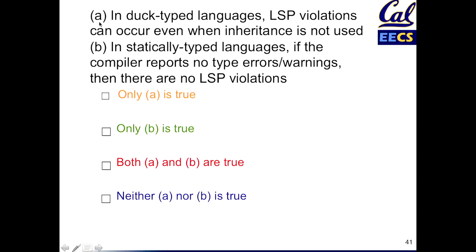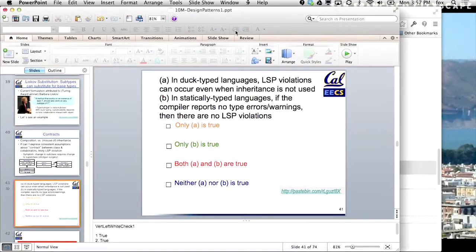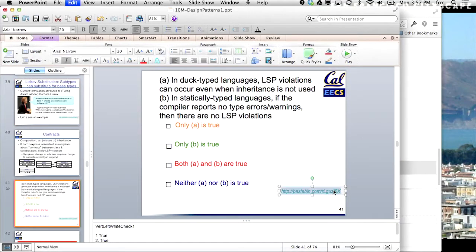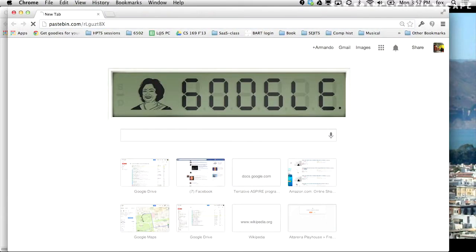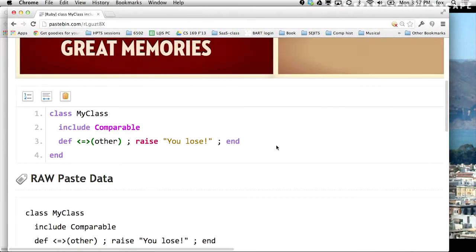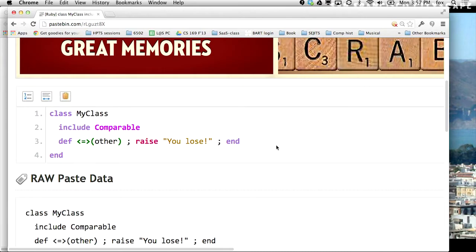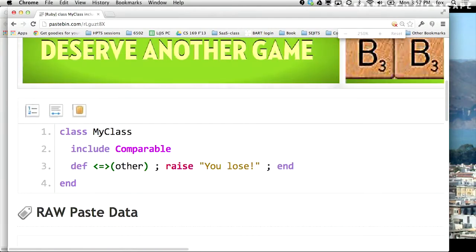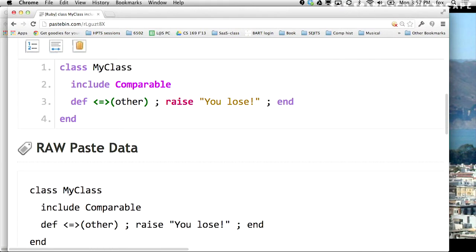So in duck-type languages, can LSP violations occur even in the absence of inheritance? Well, if you think about LSP as being a statement about substitutability of one thing for another, and thereby breaking a contract, here's a counterexample, right?